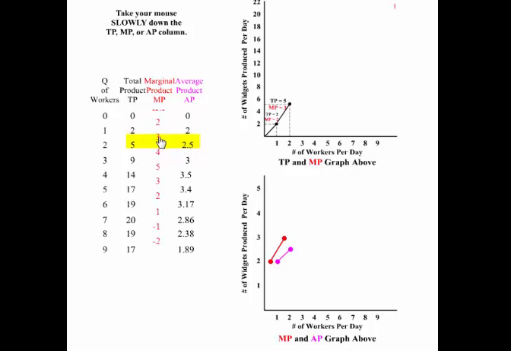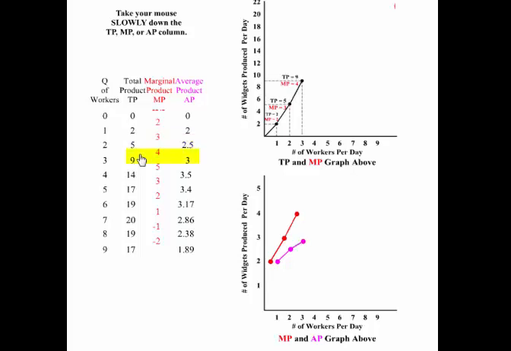produces an additional 3 units for a total product of 5, divided by 2 gives you the average product of 2.5. And do you notice that we've plotted this on the graph, that the marginal product is 3, the average product is 2.5. Let's say you hire the third worker.